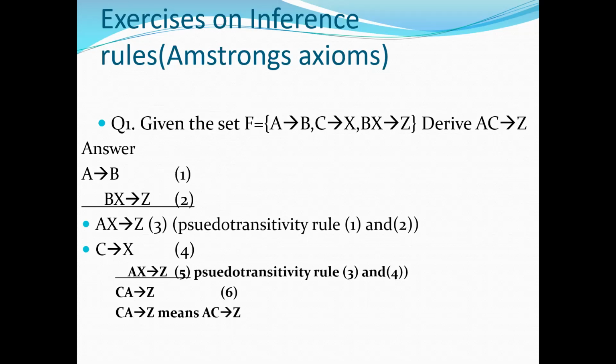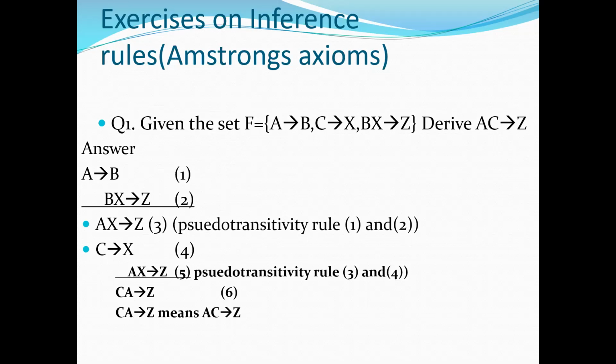Equation number 1 is A to B. Equation number 2 is BX to Z. Now we got AX to Z as a new functional dependency, and it is represented as equation number 3. C to X, the functional dependency, is equation number 4. It is already given. Using these two functional dependencies, we can derive CA to Z.